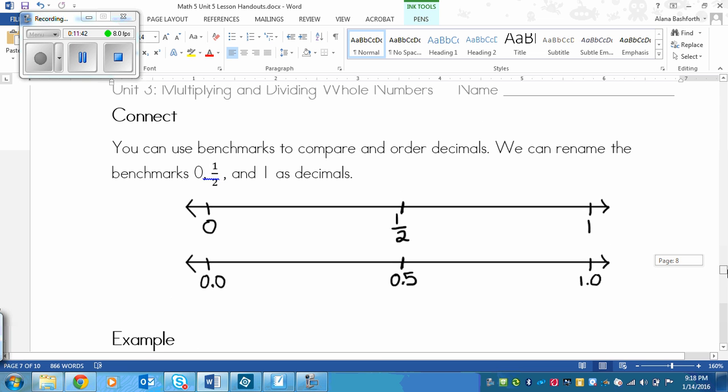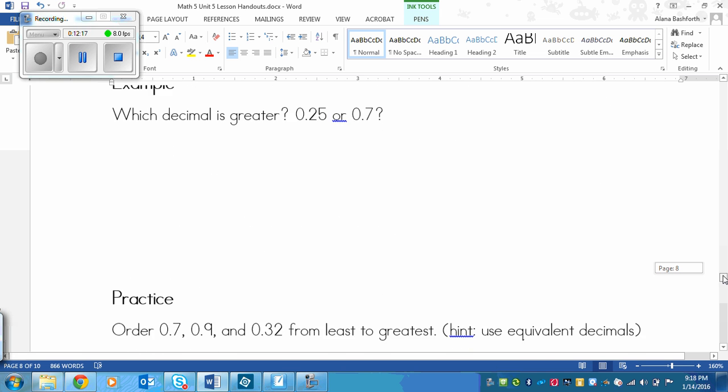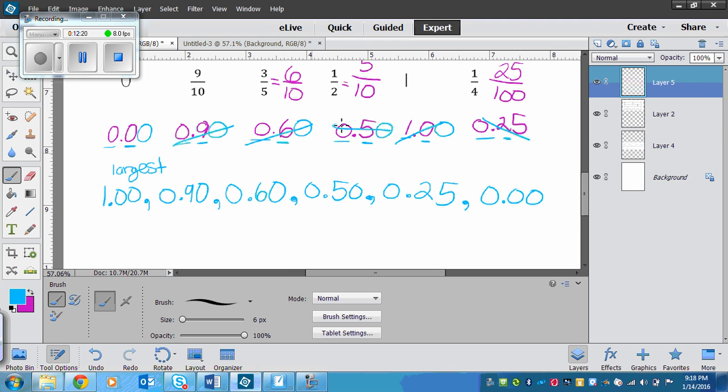So let's go to the back of the page now. And let's do this connect. So it says you can use benchmarks to compare and order decimals. We can rename the benchmarks 0, half, and 1 as decimals. So this is our original number line of benchmarks for fractions. We would use 0, half, and a whole. Sometimes we put more in there depending on what we're plotting, but that's the standard. So the standard for decimals would be 0.00 or 0.0, 0.5, and 1.0. Pretty straightforward.